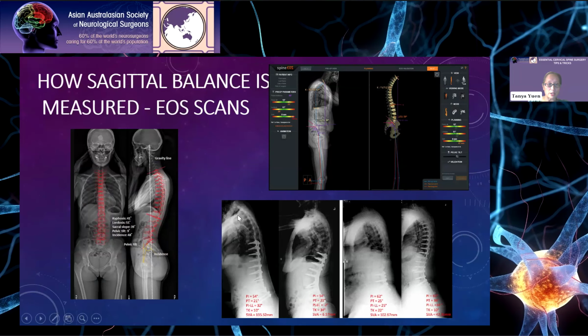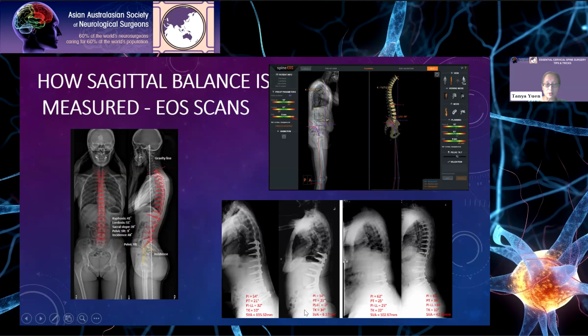Actually, I'll just go back. So here you can see an example. There's one parameter called an SVA, which basically implies that the head is well forward of the rest of the body. And as you can see here, it requires a lot of strain on the back in order to stand upright. And after the appropriate surgery, where there's recreation of the lordosis, you can see that the head is cantilevered back over the rest of the spine, and that's a more relaxed position.